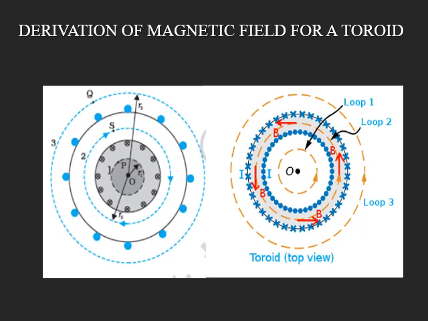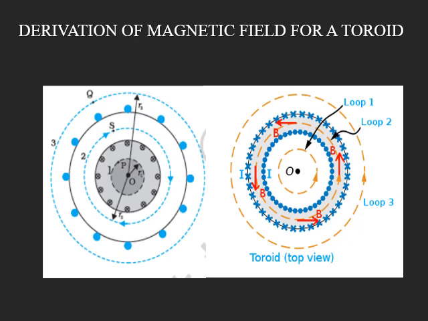This will be the diagram which you will be drawing in the exam when you derive the expression for a toroid. Any one diagram you will be looking at. This will be the top view of the toroid that we have taken. You can see the cross marks and the dots there. That represents the direction of current flow. Wherever there is a dot, the current will be coming out of the plane of the paper. Wherever there is a cross, the current is going into the plane of the paper.